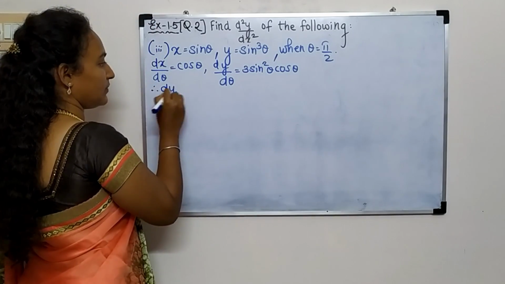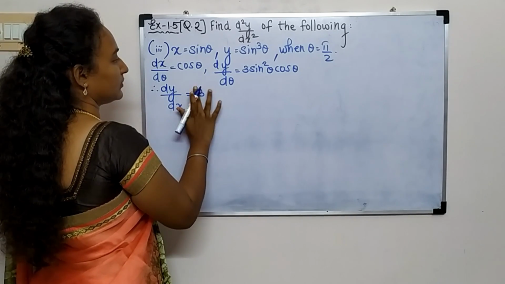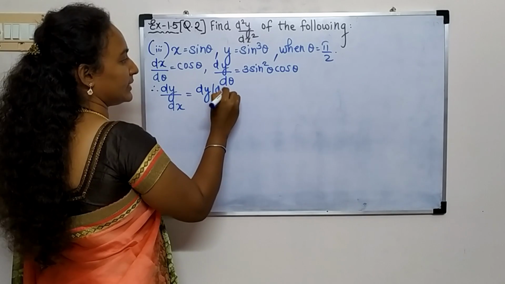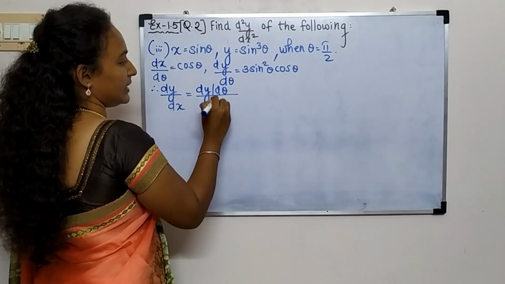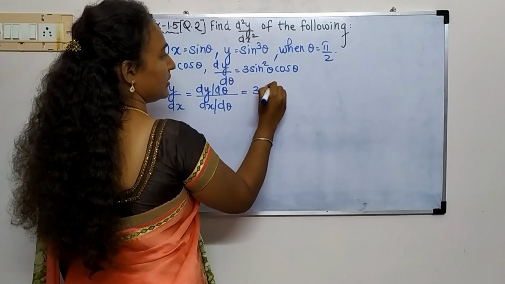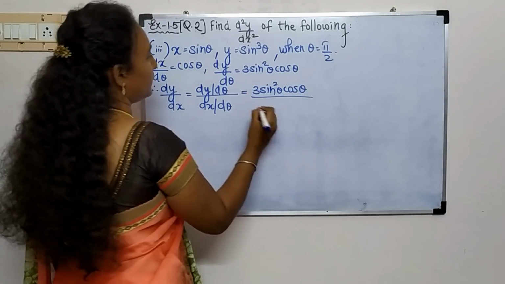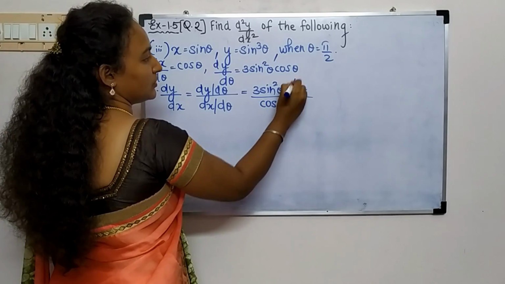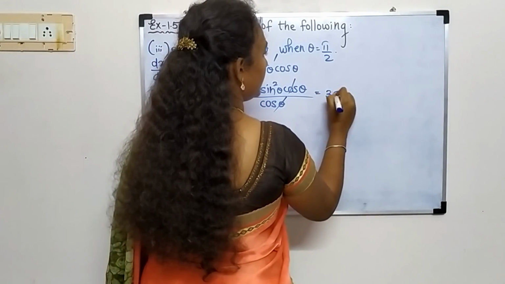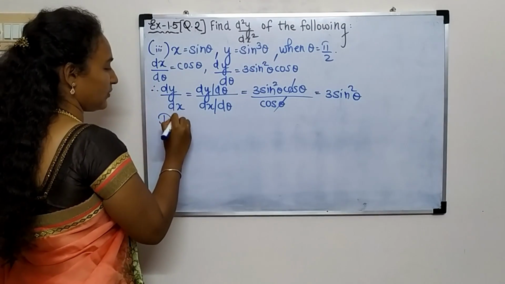Since this is a composite function, derivative of sin theta is cos theta. Therefore, dy by dx is dy by d theta upon dx by d theta. This is 3 sin square theta cos theta upon cos theta. So cos theta will get cancelled. We will get 3 sin square theta. Let us differentiate it once again.